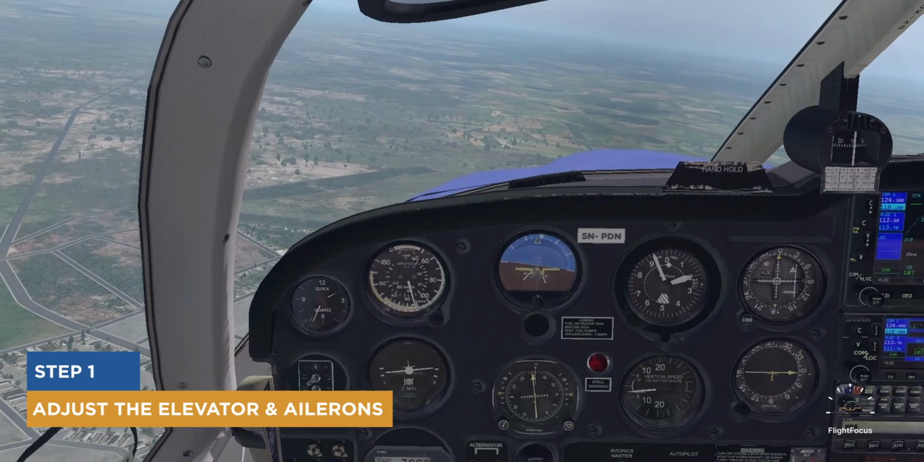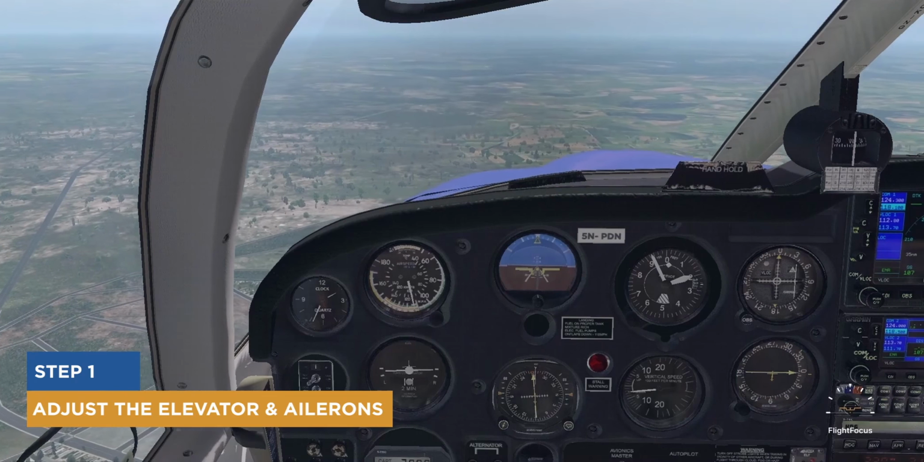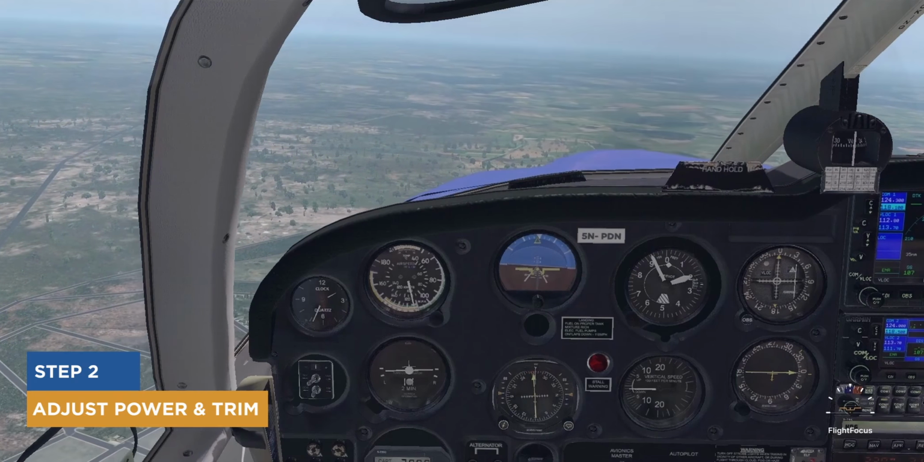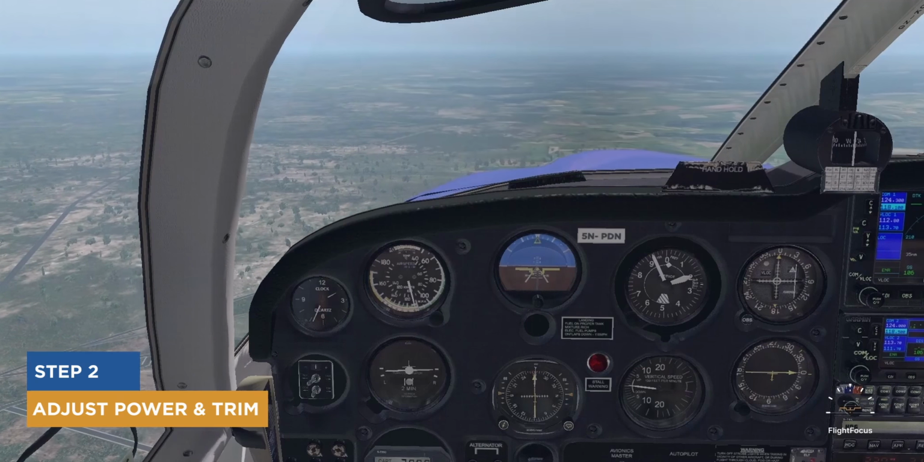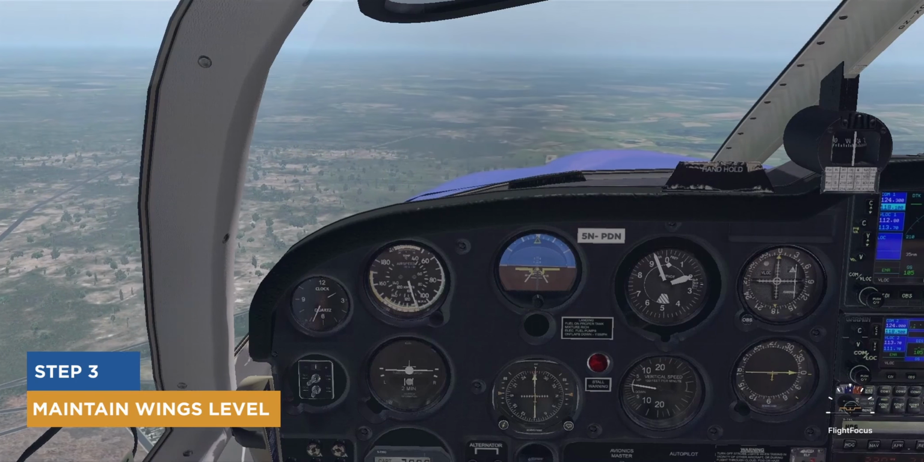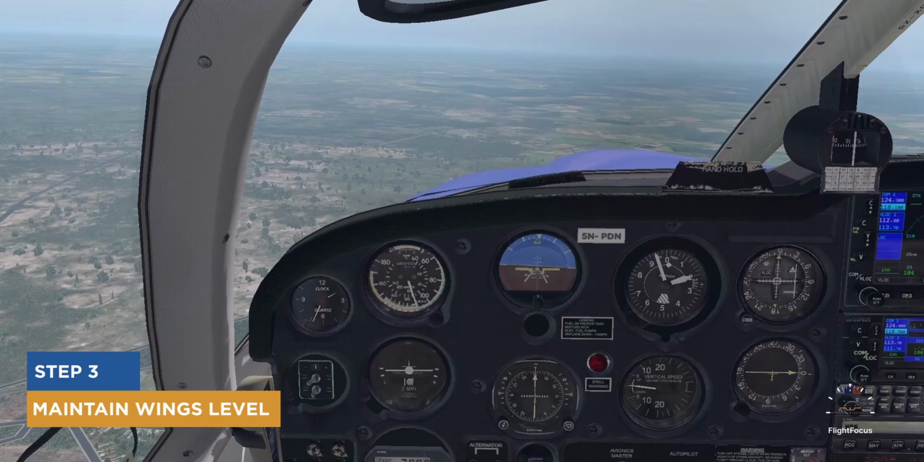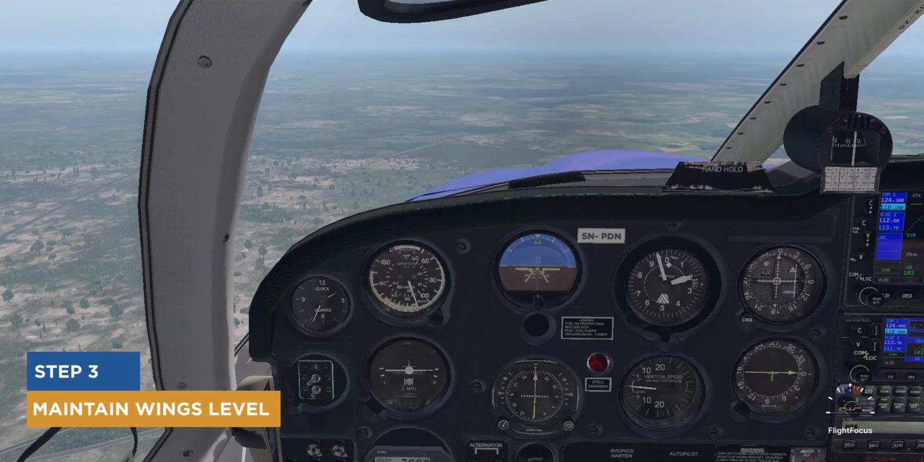1. Adjust the elevator or stabilator and ailerons to return to the original heading and altitude. 2. Simultaneously adjust power to maintain the desired airspeed and trim to relieve control pressures. 3. Once you have returned to the desired heading and altitude, adjust the controls to maintain the proper wing and nose positions in relation to the horizon.